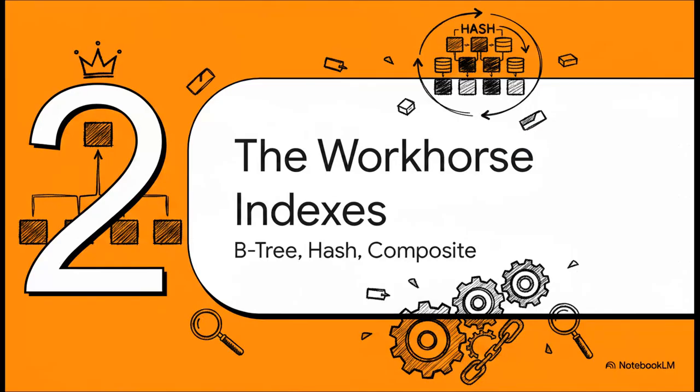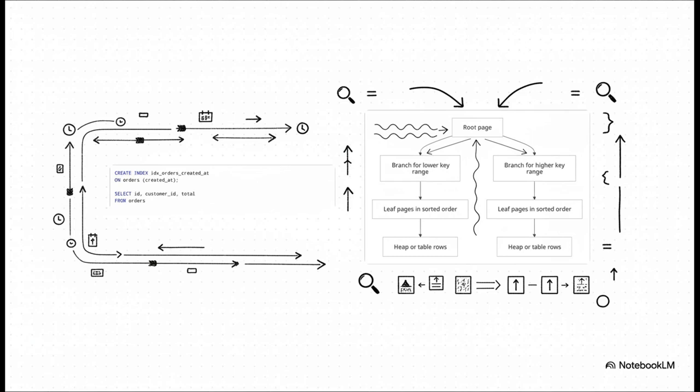Moving right along to section 2, the workhorse indexes. We're talking B-tree, hash, and composite. Let's kick this off with the undisputed king of access methods, the B-tree. Think about how the standard SQL creation syntax compares directly to its internal tree branch structure. The B-tree is the default for a very good reason. It perfectly handles equality, range filtering, and sorted output across all major database engines.